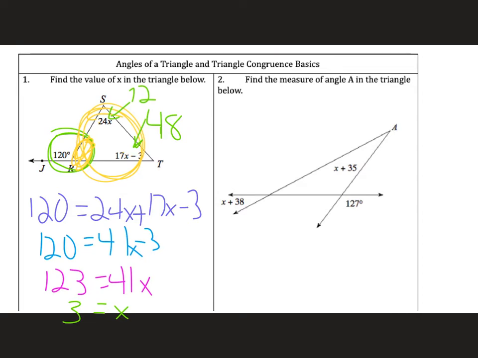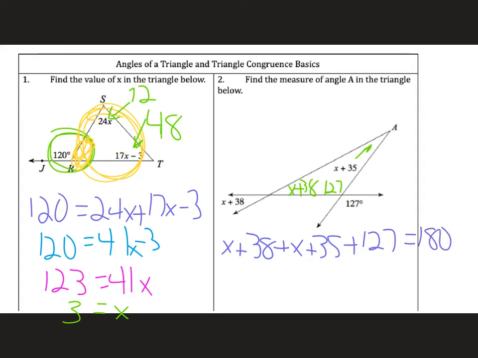Let's look at number 2. Whoa, we've got some crazy stuff. So this is angle A there. Well, let's play vertical angles. So I got 127 here, and then x plus, oh, this isn't too bad, because now I have the angles of a triangle, and the angles of a triangle must add up to a billion. No, 180. That's right, 180. So x plus 38 plus x plus 35 plus 127 equals 180 degrees.